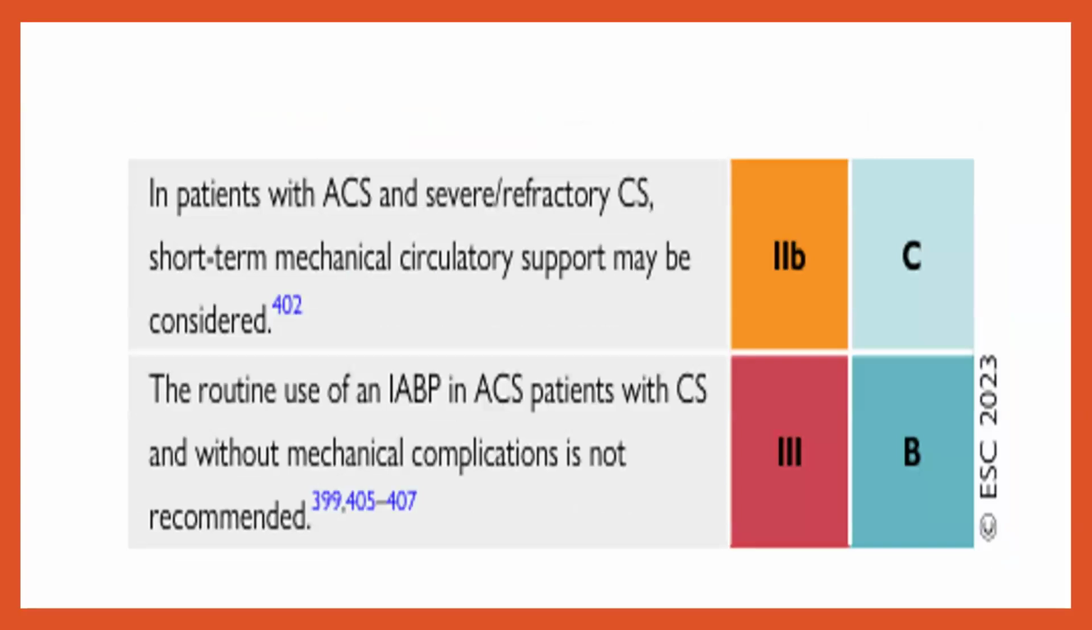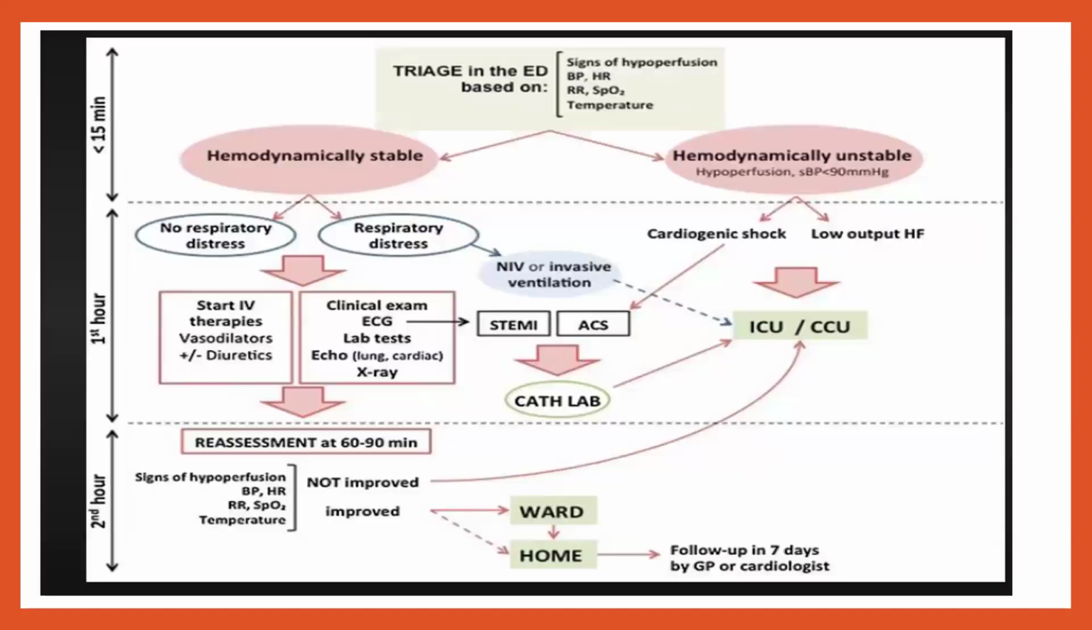In patients with ACS and severe refractory cardiogenic shock, short-term mechanical circulatory support may be considered. Class of recommendation 2A, level of evidence B. The routine use of IABP in ACS patients with cardiogenic shock and without mechanical complication is not recommended. Class of recommendation 3, level of evidence B.